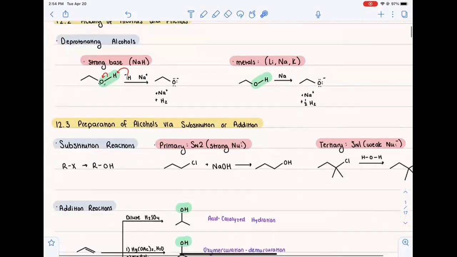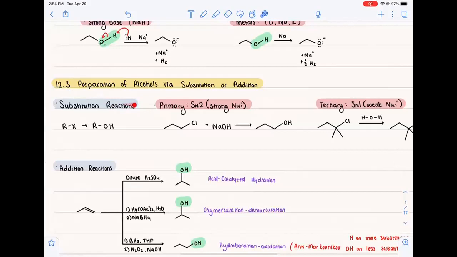And then over here, we have the preparation of alcohols. This is where we left off just now. We have a couple of different types of reactions. The first type are substitution reactions. Here, it depends on how substituted our carbon is. So over here, if we have a primary carbon with this chlorine on there, then that's going to be an SN2, and we're going to use a strong nucleophile.